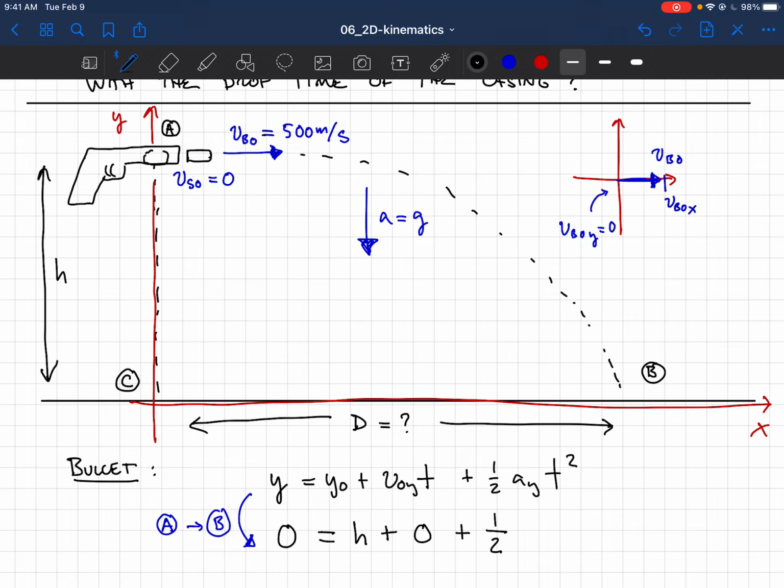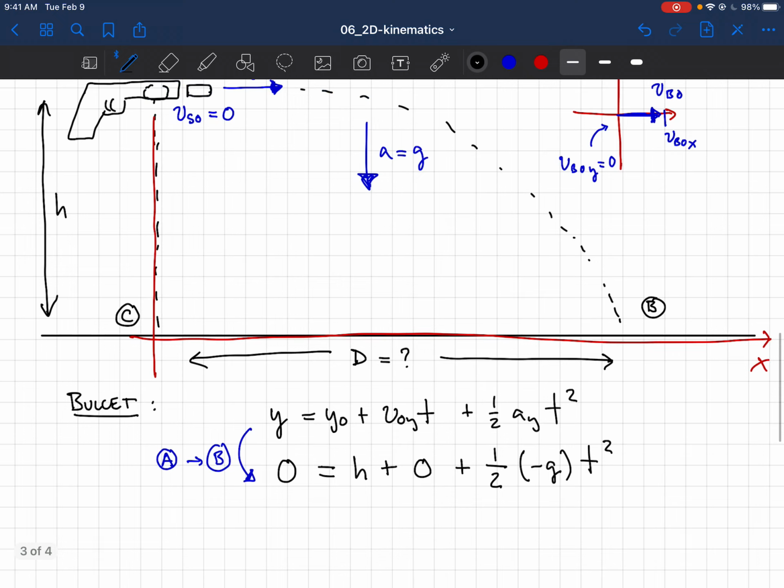And then I have 1/2 ay. Well, that's the y component of this acceleration vector. You can see that if you place this vector over onto the same coordinate system, its component would be a negative number on the negative y-axis. So that will be minus g.